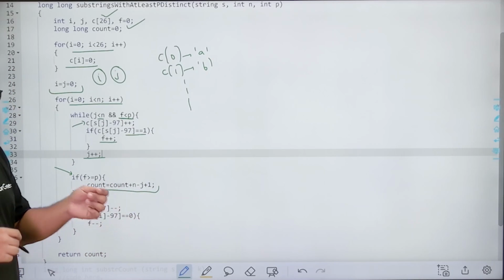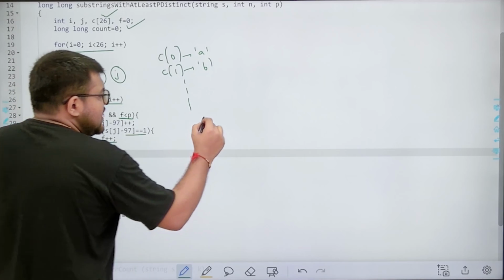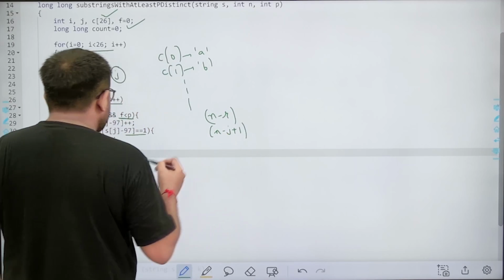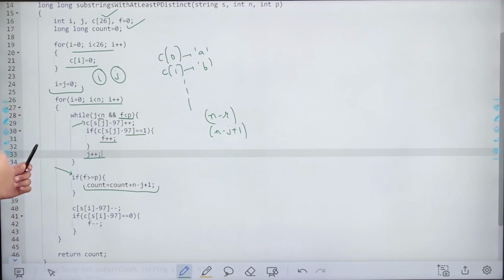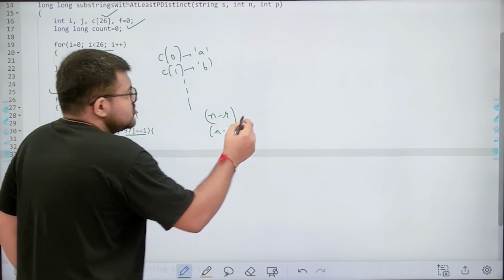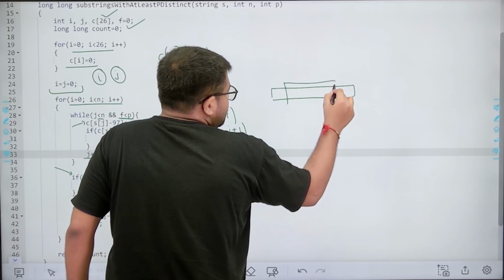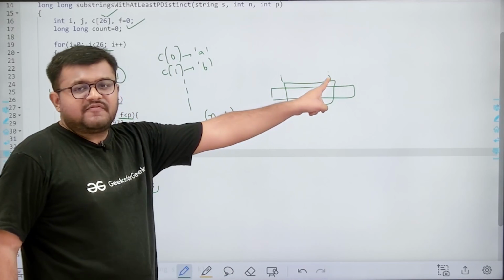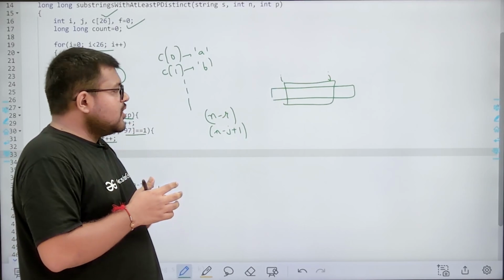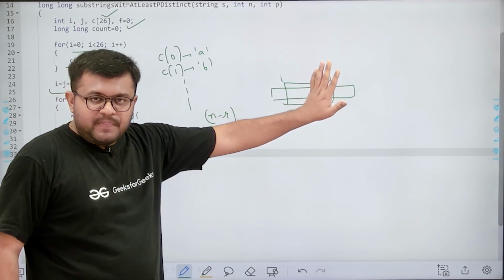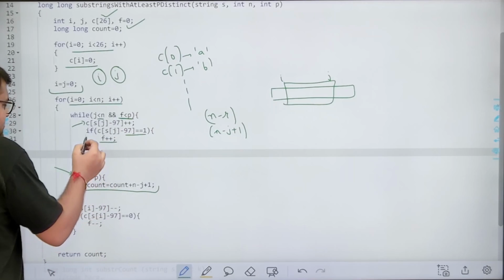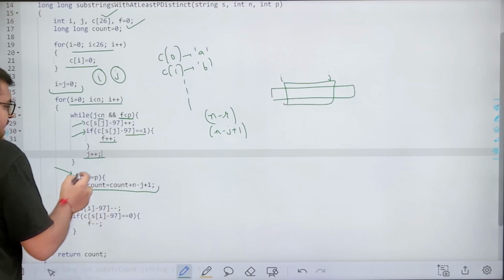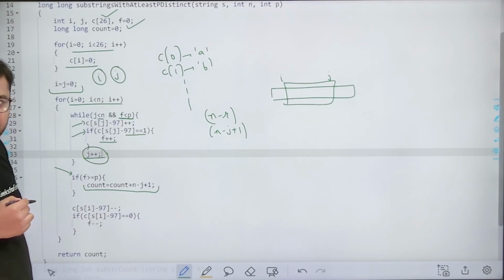Okay, while explaining the concept, I said we will add n minus r. Here we are adding n minus j plus 1, right? Why? Because when you consider the jth character, suppose this is the ith character and this is the jth character, and for starting index i, j is the first index where my number of distinct characters became equal to p. But what is happening here is, when I am incrementing the count of the character at j and incrementing f, after that I am also incrementing the value of j, right?